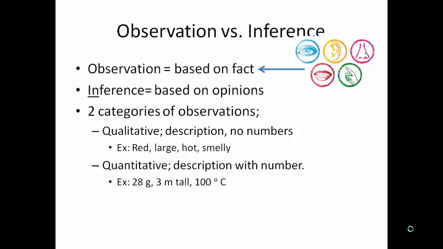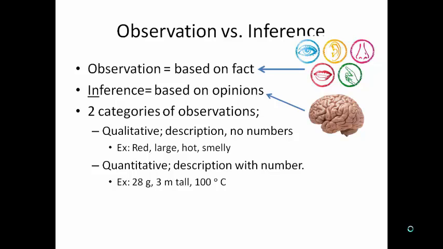What you actually see, what you actually smell, what you actually feel. These are observations. Inference is where you use your brain to interpret those senses. So what you think you're seeing, what you think you're smelling from your past experience, it occurs inside your brain. That's why it's inference, inside your brain.